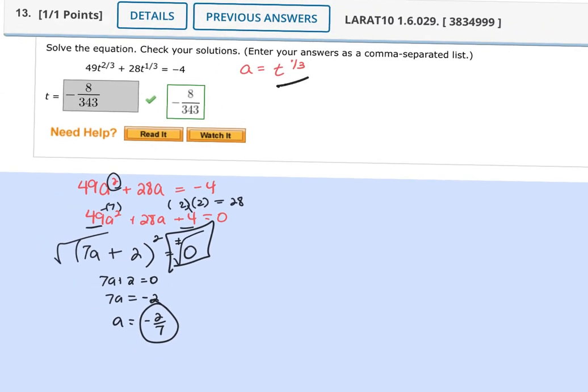But that's what t to the 1/3 equals. So now you got to set it equal there. So you got to cube. You would cube both sides.